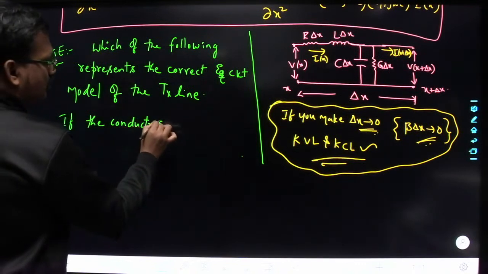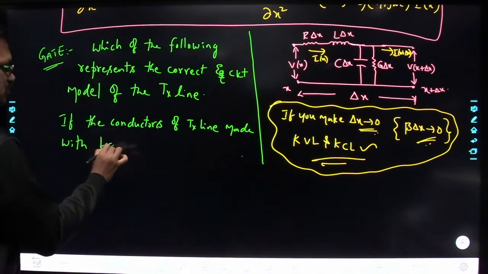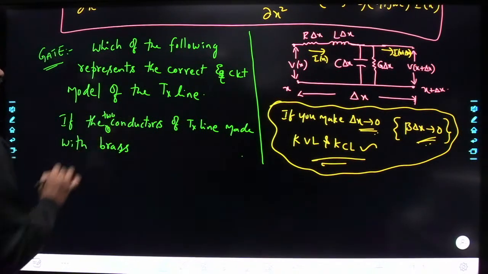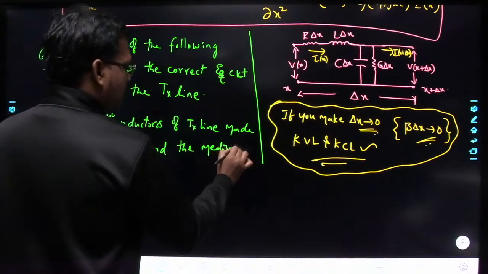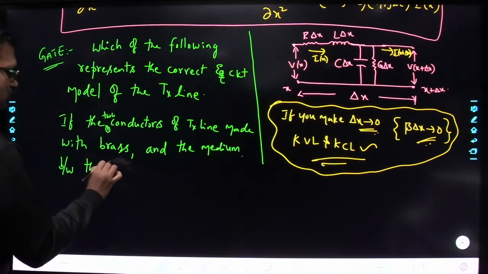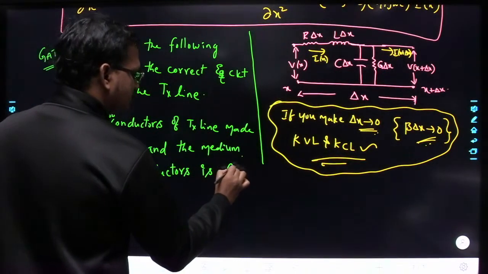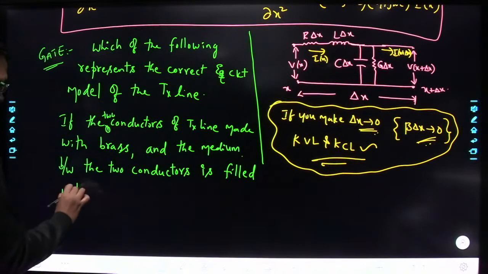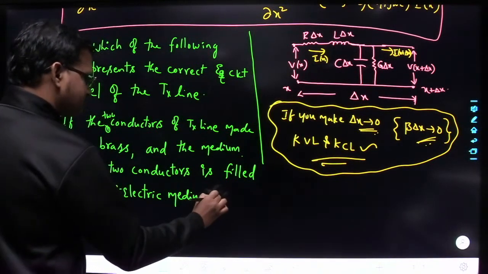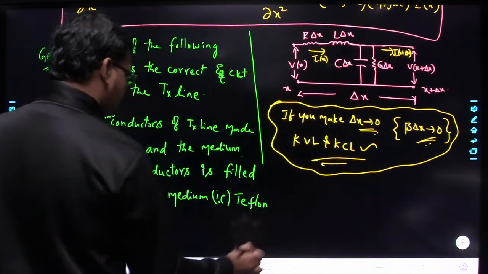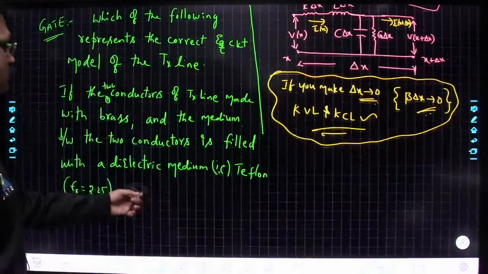If the two conductors of the transmission line are made with brass, and the medium between the two conductors is filled with a dielectric medium, that dielectric medium is Teflon, whose relative permittivity epsilon r is equal to 2.25.